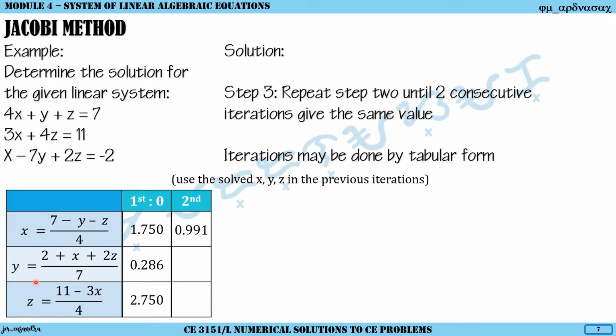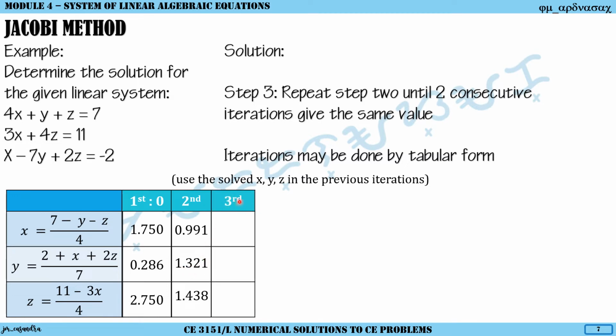And that will be equivalent to 0.991. And then for y, that will now be 2 plus computed x plus computed z, times 2, and it will give us 1.321. And then for z, apply now computed x. So 11 minus 3 times 1.75 divided by 4 will give us a value of 1.438. So it is still not the same. So we now move to the third iteration.